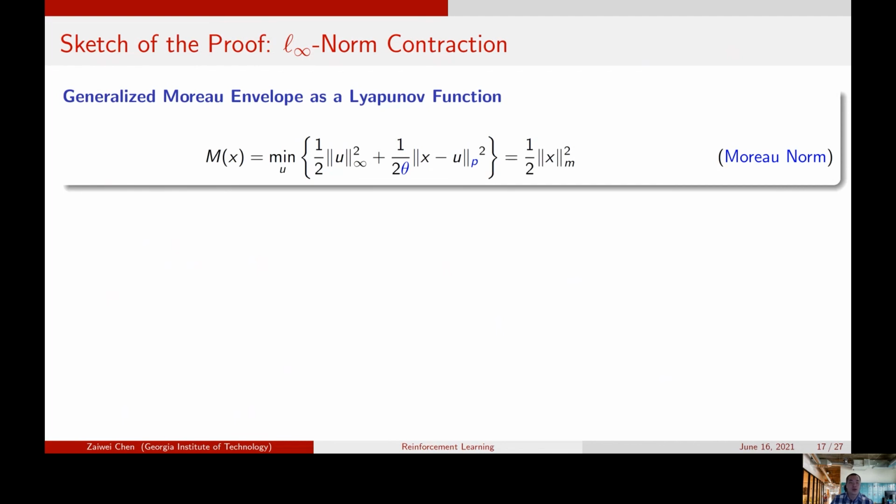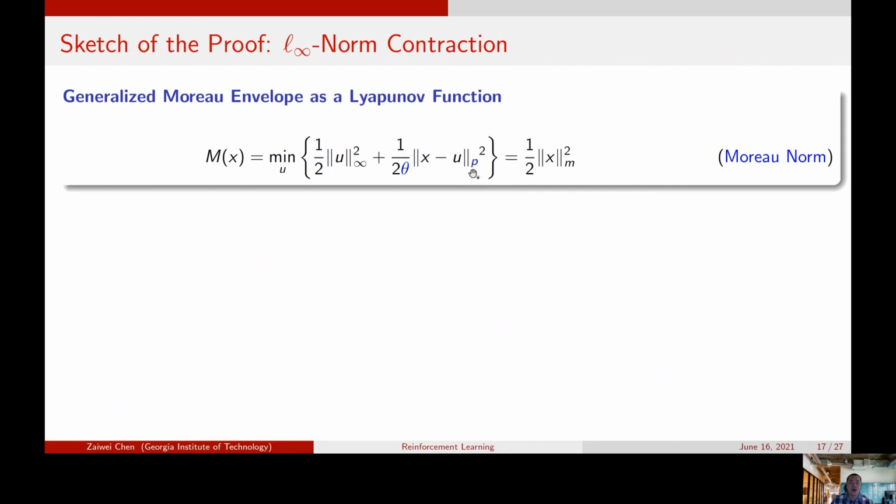So in order to construct a smooth approximation of the sup norm square, what we do here is use the so-called generalized Moreau envelope. The generalized Moreau envelope is defined to be the minimum of these two functions, and it is called the infimal convolution. The infimal convolution is sort of like the convolution, but instead of having product, we have summation here.